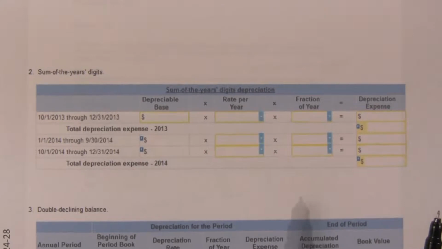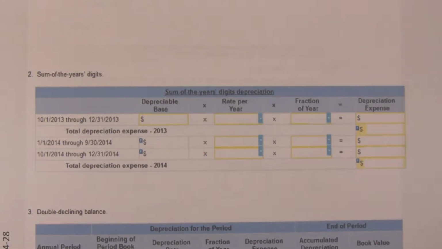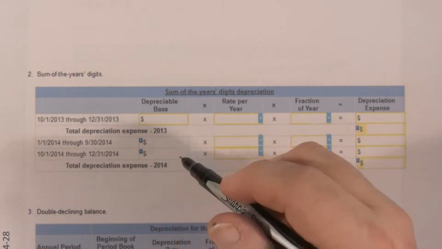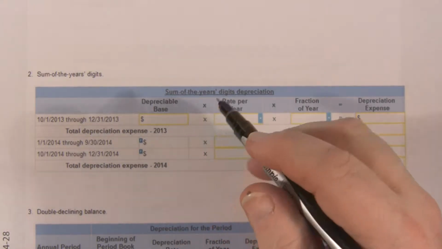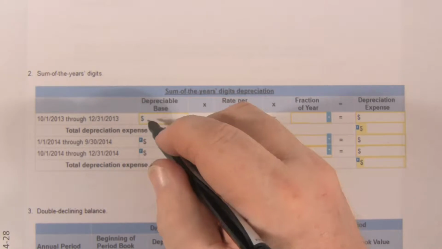Some of the year's digits we have to think about a little differently. Okay, so this is part 2 of the depreciation problem. So let's take a look at this. We're doing sum of the year's digits, partial year. So the depreciable base is still the same. It's still 264,000.